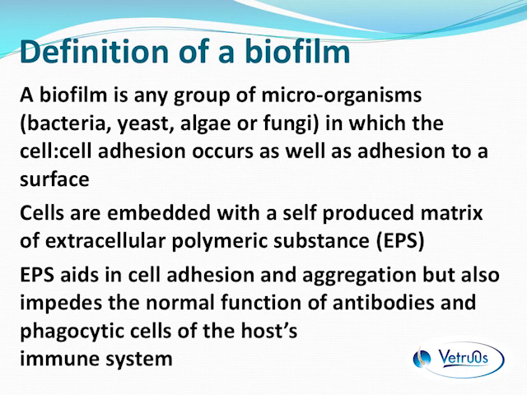We know the cells are embedded in this self-produced matrix, which we refer to as an extracellular polymeric substance, often abbreviated to EPS. The advantage to the bacteria of EPS is that it helps in cell adhesion and aggregation, but as far as the area where the infection's actually occurring, the presence of EPS actually impedes the normal function of both antibodies and the phagocytic cells, which are an important component part of the host's immune system.